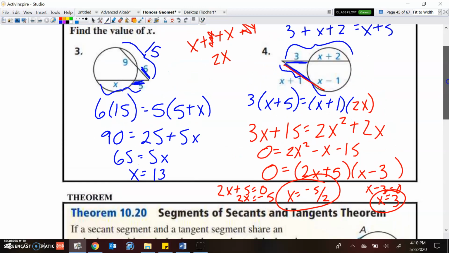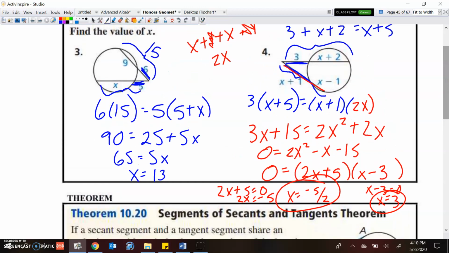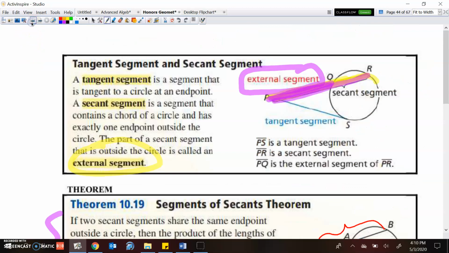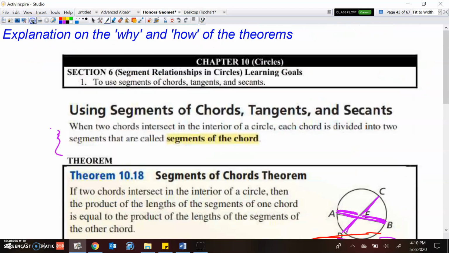And when I look back at my options, if I put negative 5 over 2 in here or in here, actually any of these, I'm going to get a negative distance, and that doesn't work. So it must be x equals 3 as the final. That one was a little more involved with factoring. Let's just go back to that, taking a look at the explanation so we can see where this one comes from.